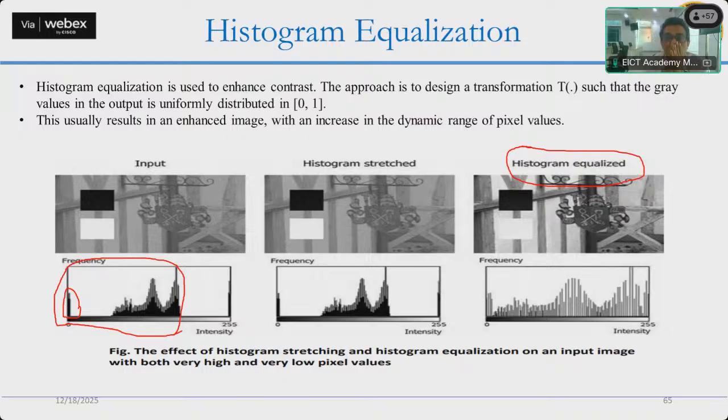Blur image, okay. Contra, blur. See, blur actually is very difficult. We have only read the contrast, bright, low contrast, and high contrast.